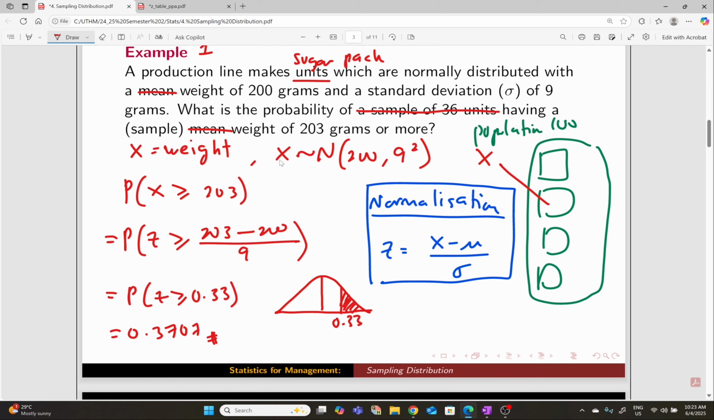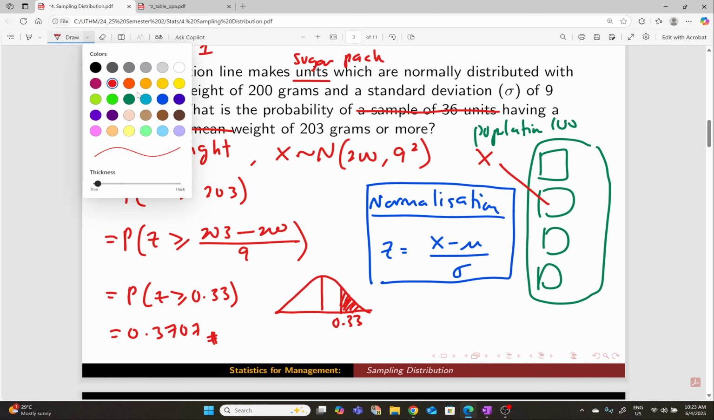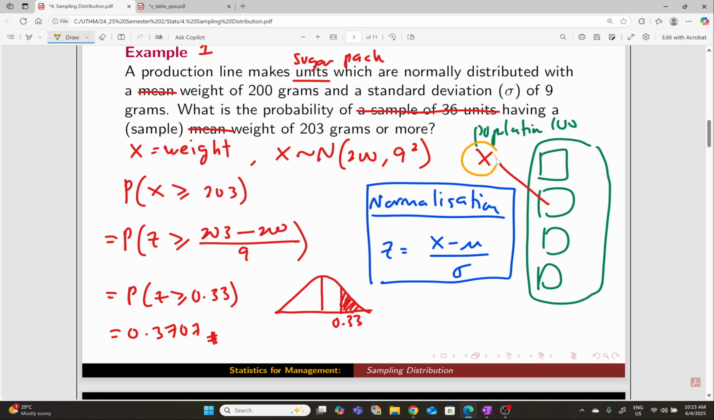Remember, this X here is any random pack, any one random pack from the 100. That is what you write here, all of this is X. So any one of the packs. Okay, wait, someone is coming in.